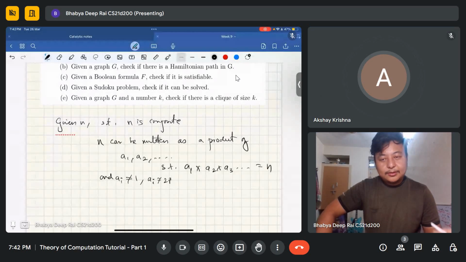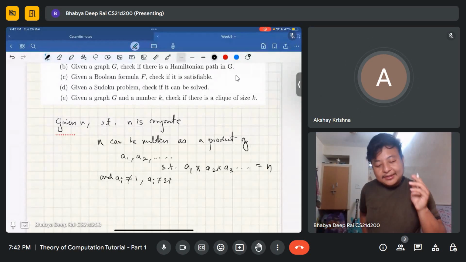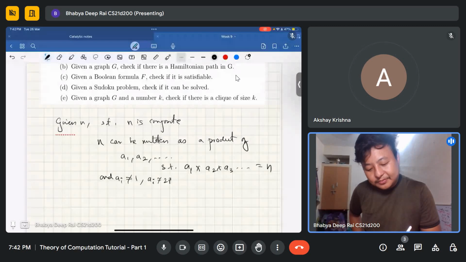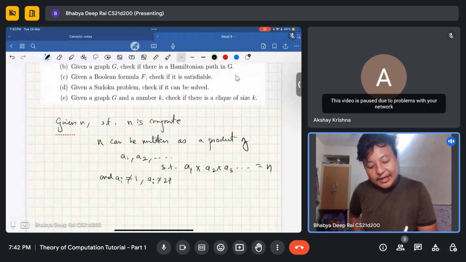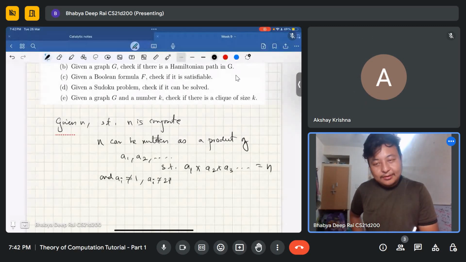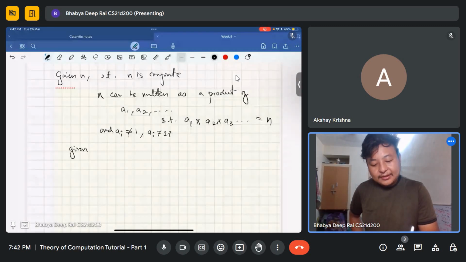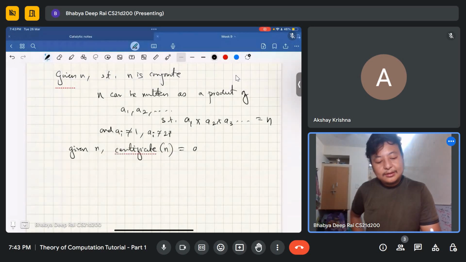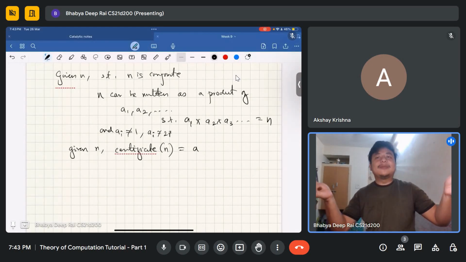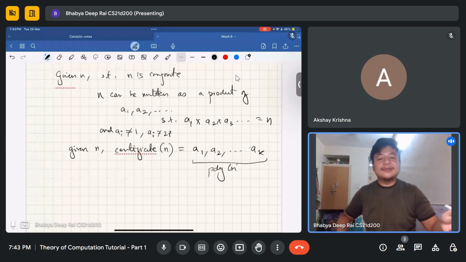So what you do is, given n as input, the certificate of n is simply a1, a2 and so on till some ak. Okay, and this is always of polynomial size, because how many numbers can I have from 1 to n? I can only have n numbers, which is polynomial.